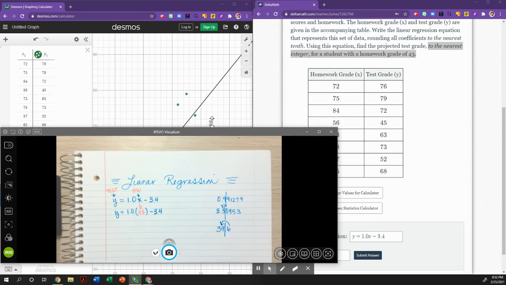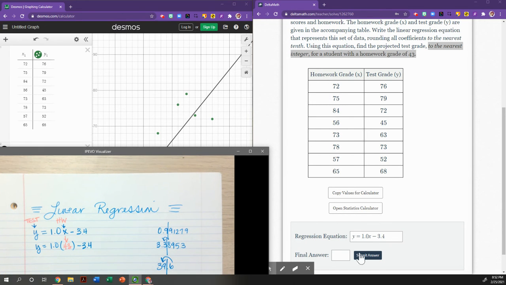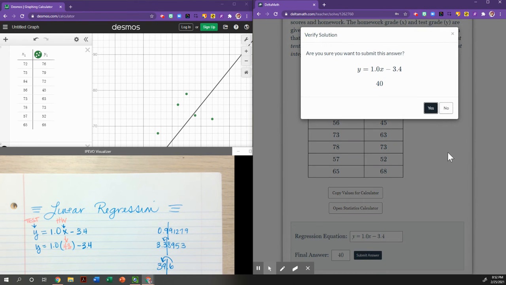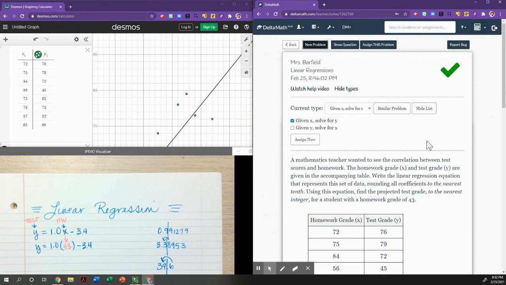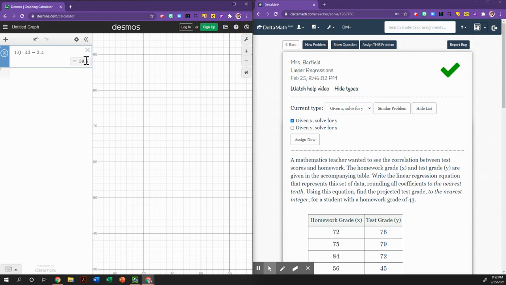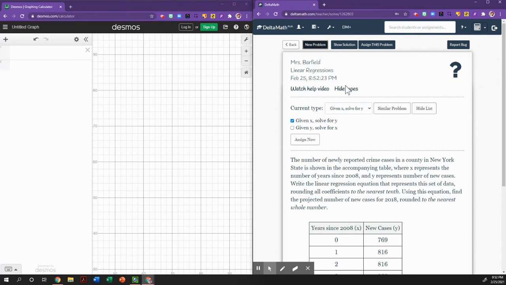So I'm going to take this over here, and I'm going to say 40. Submit my answer, and I got my green check. All right, so let's try this again. I'm going to clear out my information here, and I'm going to do a new problem.